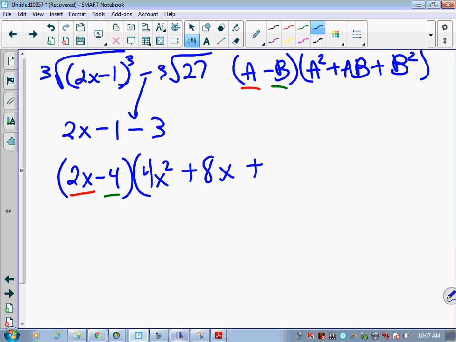All right? What represents b in this? 4. Not negative 4, 4. So I need to do what with 4? Square it. Okay? So I should get what? 16. Okay? All right, that's what we should get.